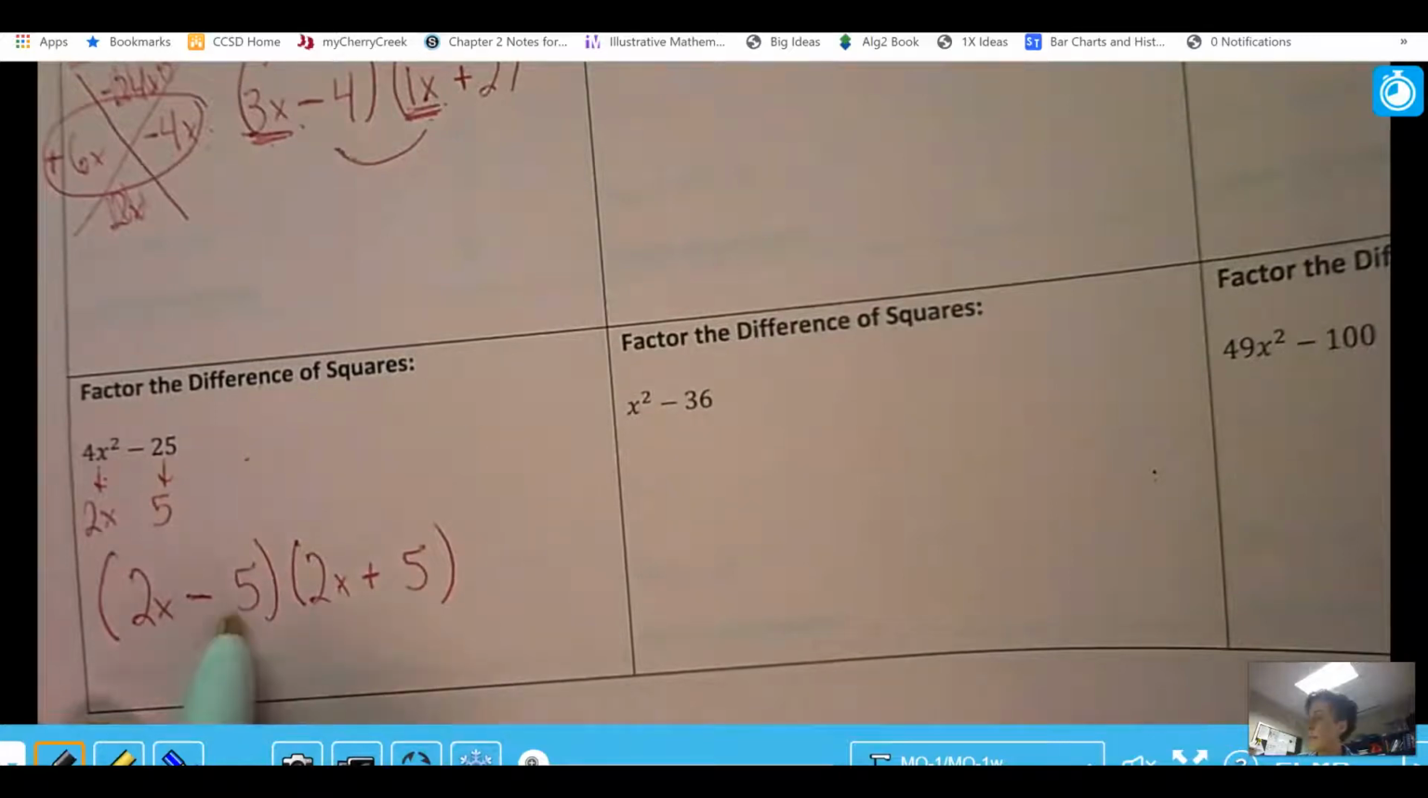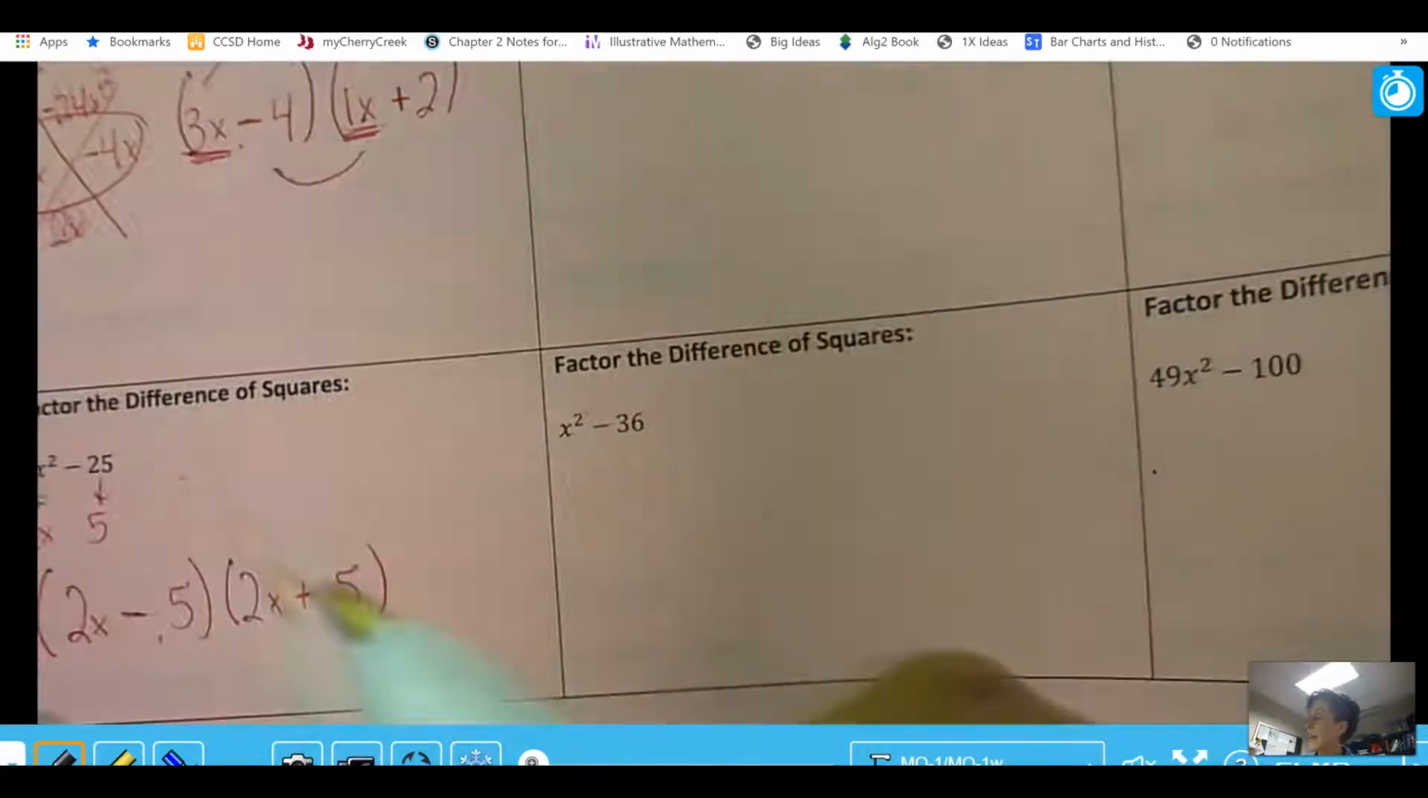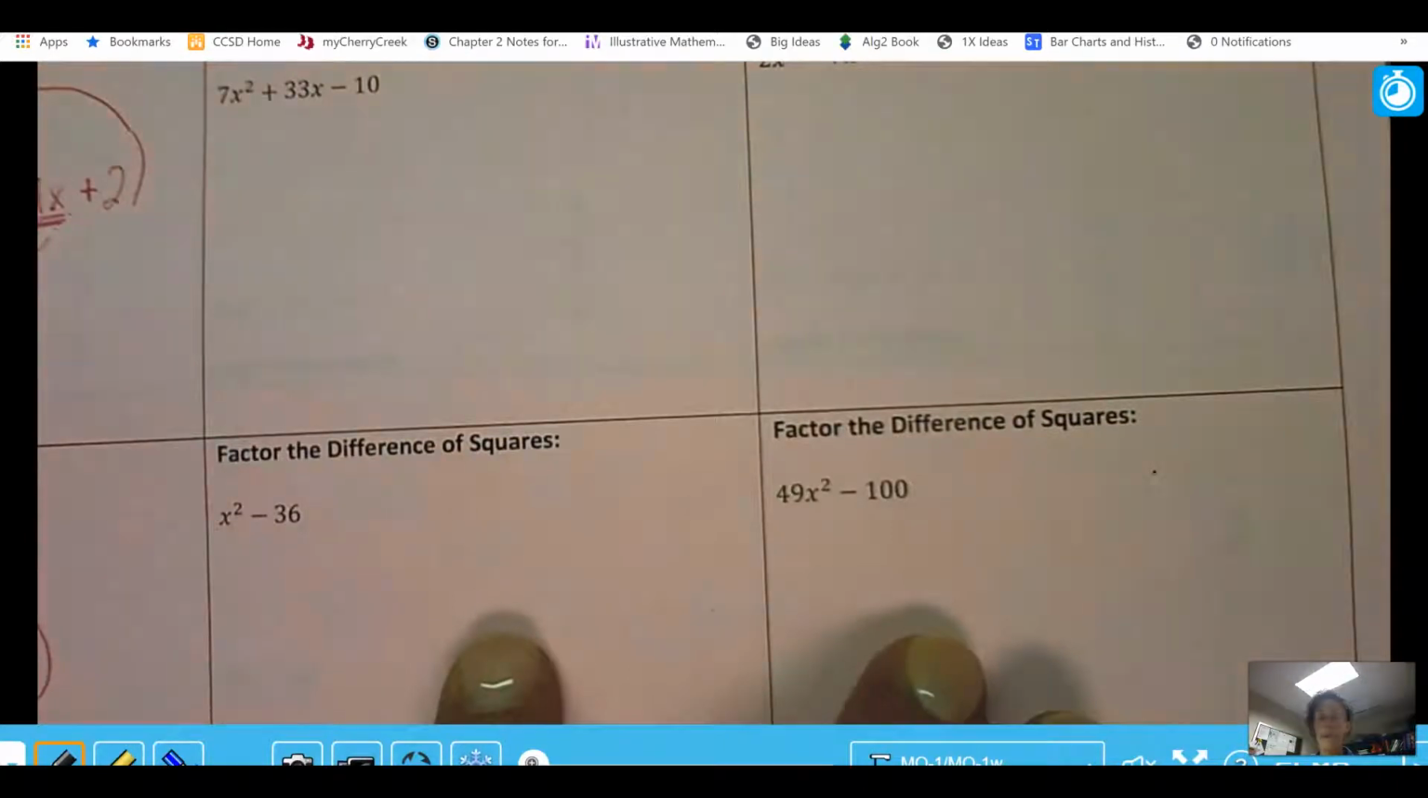And it doesn't matter if it's the plus and then the minus. So you can do these, and then jump to the back.